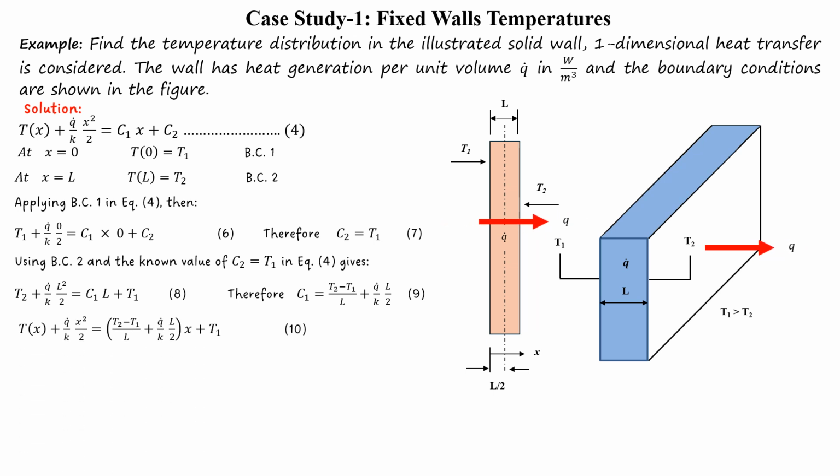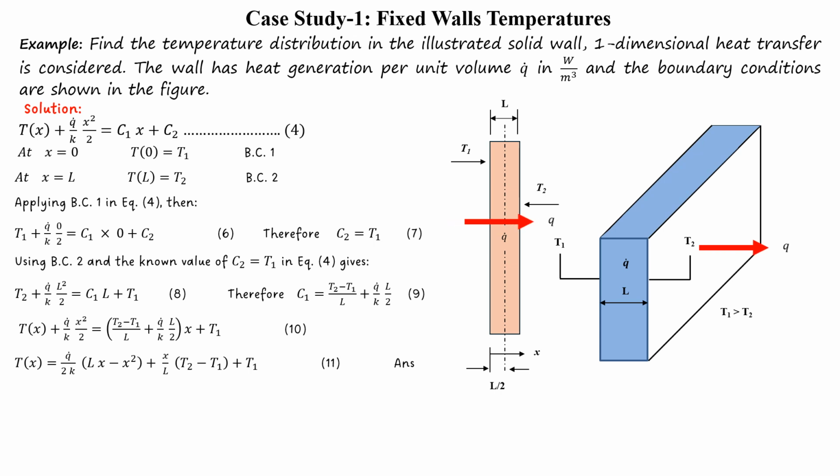If we substitute these values of C1 and C2 in the general form of equation 4, then the temperature distribution is shown as T of x plus q dot divided by k times x squared divided by 2 equal to the right-hand side, in terms of the given values of T1, T2, and other properties of the wall. So the final form is represented by equation 11.